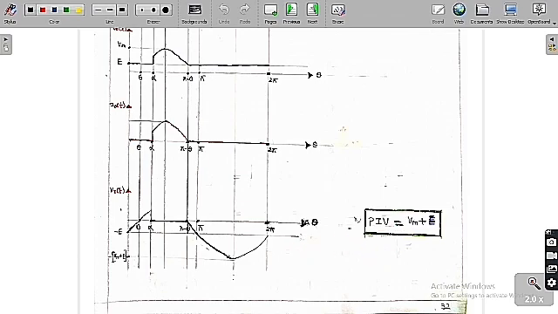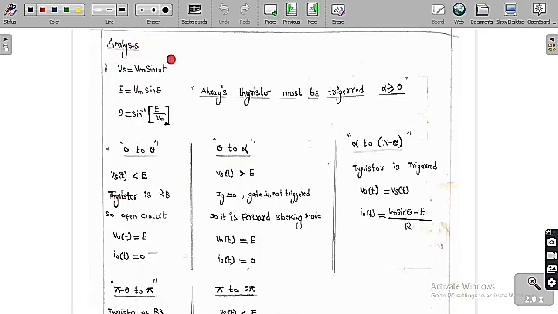And the peak inverse voltage is equal to Vm plus E. So now we are going to analyze this circuit. As the source voltage is equal to Vm sin omega t, I want to find, at what angle theta, the source voltage is equal to E. So E is equal to Vm sin theta. So theta is equal to sin inverse of E by Vm.